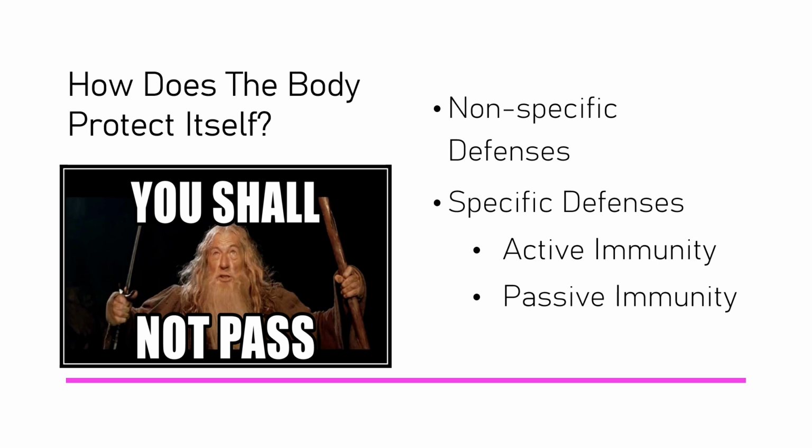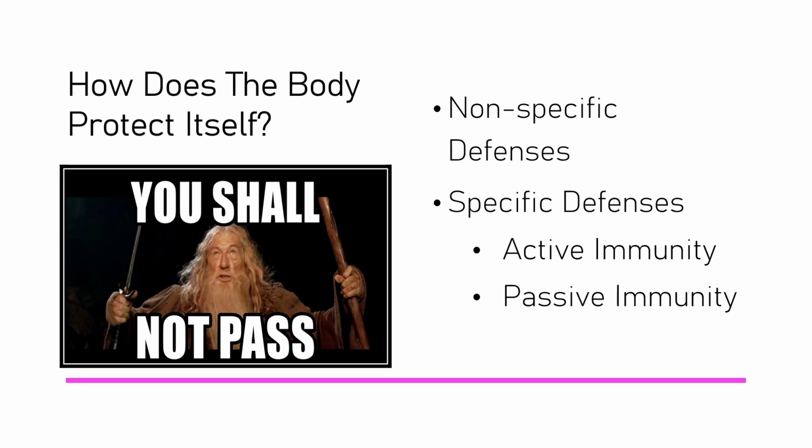So how does the body protect itself from infection? There are two main types of defenses, nonspecific and specific. Nonspecific defenses, also known as innate immunity, is the defense system that you are born with. These defenses involve barriers that keep harmful materials from entering your body. These barriers form the first line of defense in the immune response.